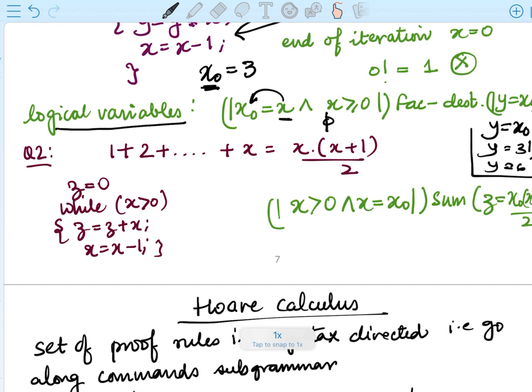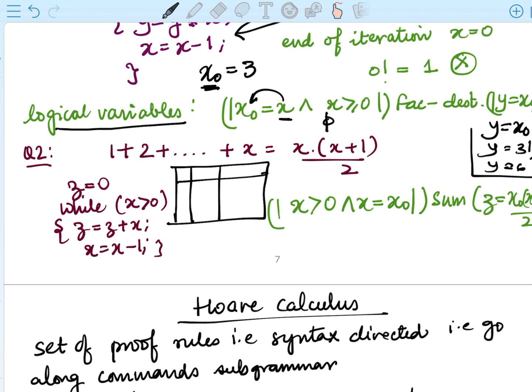But when we talk about this second question, here it's a Gaussian sum program. Again, if you check out the iterations, we have two variables, z and x. Z is equal to 0. Let's say x is equal to 2 this time. In the first iteration, 2 is greater than 0, true. Z is equal to z plus x, so z is equal to 2.